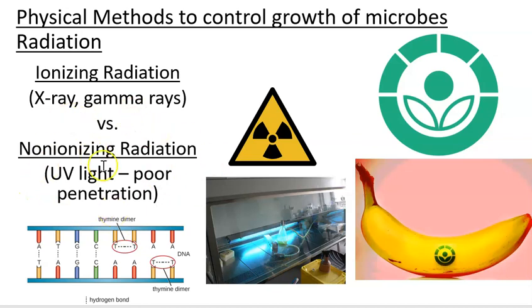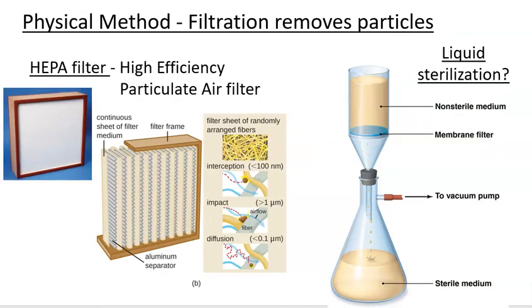The problem with this non-ionizing radiation is UV light cannot penetrate through solids, so you might be able to sterilize the surface of an object, but you wouldn't be able to sterilize the interior because the UV light cannot get in there. All right, the last one we can see here for our physical methods is this idea of using filtration. And with filtration, what you're effectively doing is using filters that are going to have small holes or pores in them that will allow certain size particles to get through.